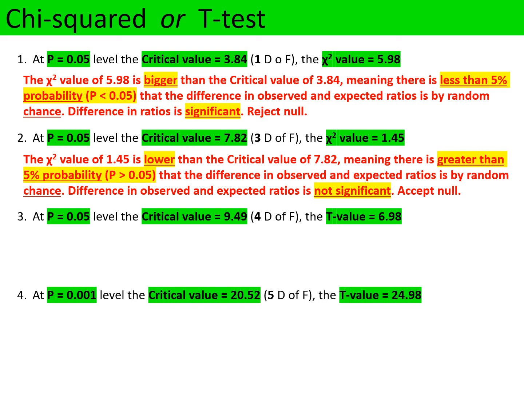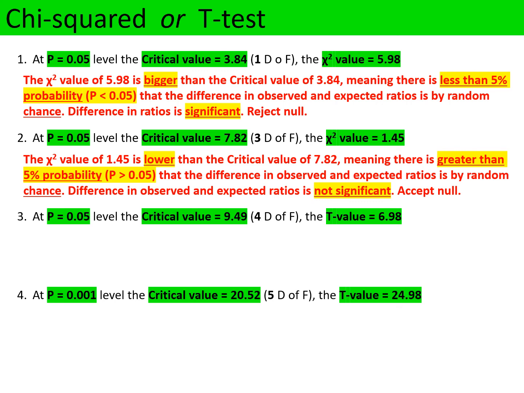Therefore, there's a greater or bigger than 5% probability that the difference in observed and expected ratios, or the observed frequencies versus expected frequencies, is by random chance on its own. The difference in the observed frequency versus the expected frequency, therefore, is due to random chance and is not significant. And as a consequence, we would then accept the null hypothesis.